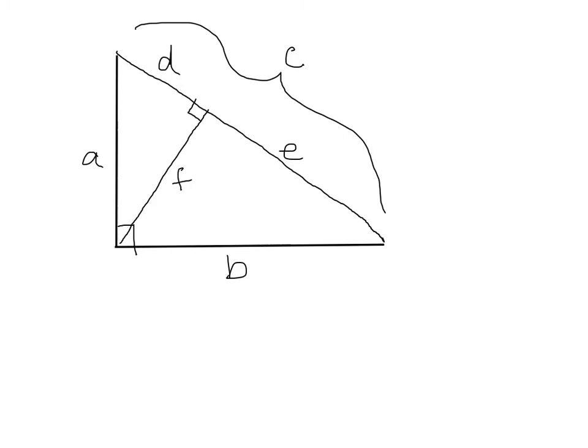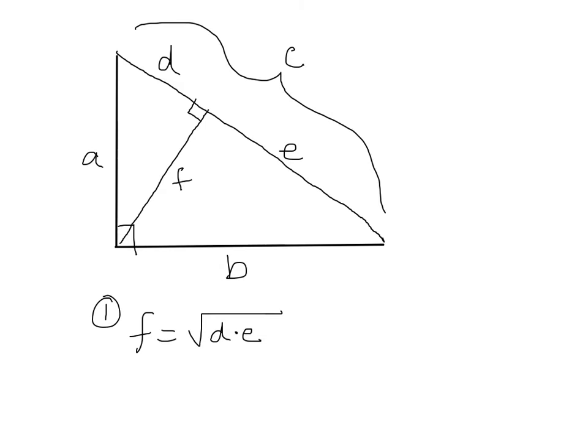So the things that we're going to write down here, we're going to start with F, the altitude. Remember, the altitude goes from the right angle to the opposite side and forms a 90-degree angle. F is going to be equal to the square root of D times E. And D and E are really the two shorter parts of the hypotenuse separated.